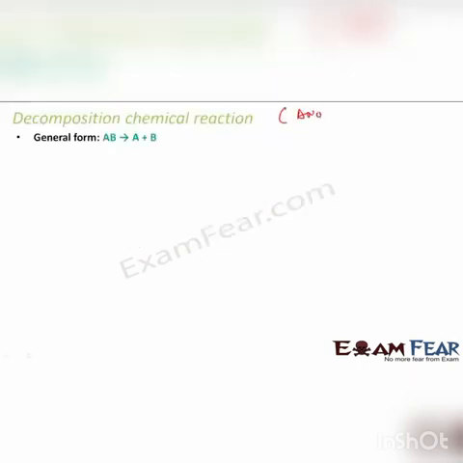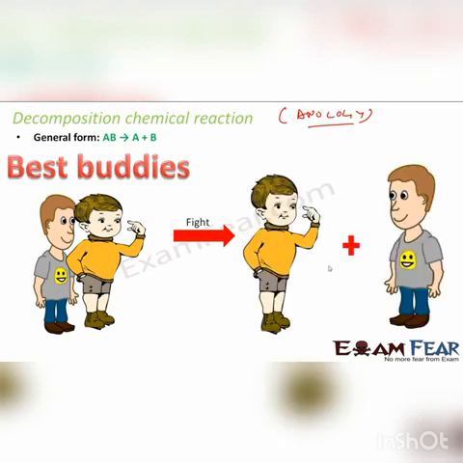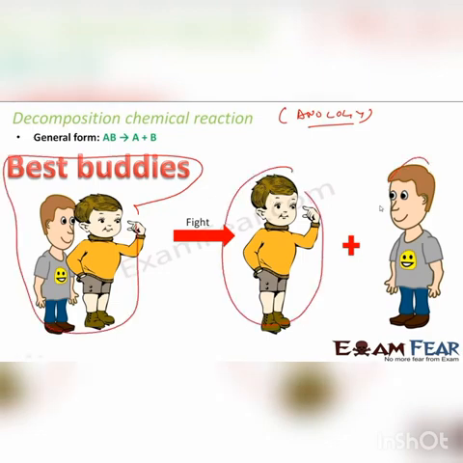The next is decomposition reaction. Let's study the analogy of this. They were two best buddies, now they're just one identity, and they fought over some topic. I don't know, maybe one got less marks, something. They just fought, and now they are two different people. They fought in real life, right? They fought and they became two different identities.